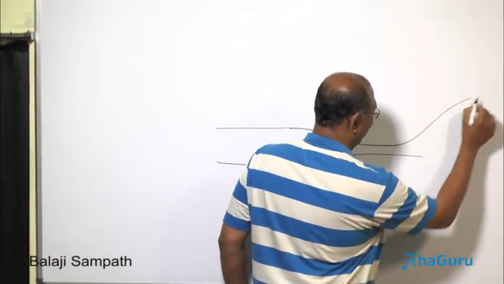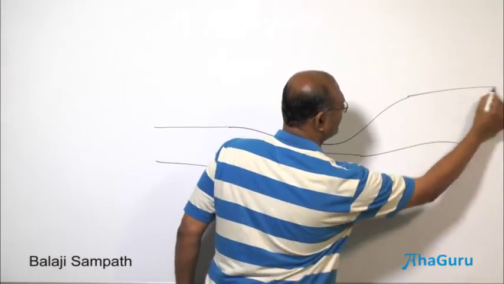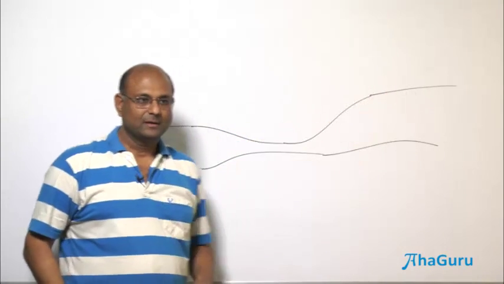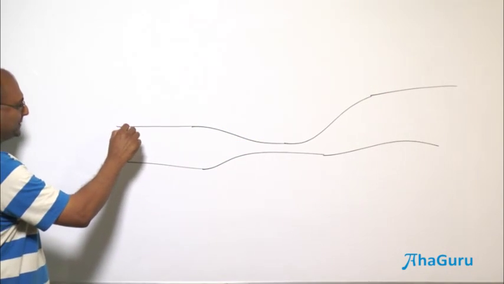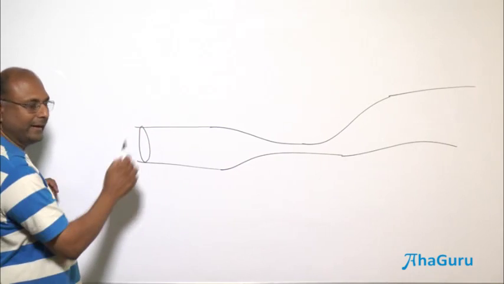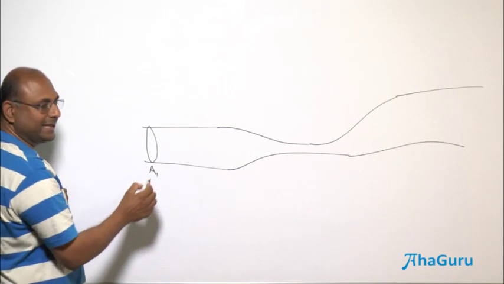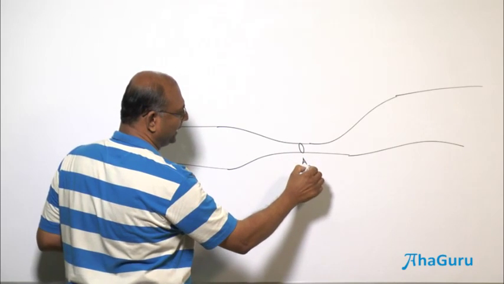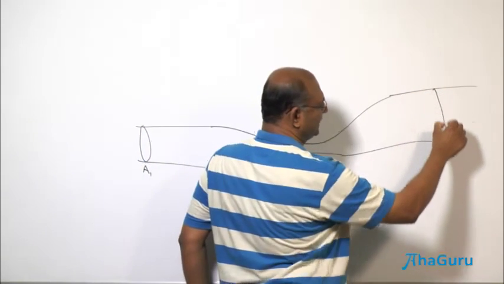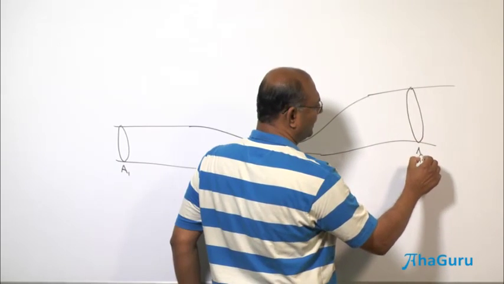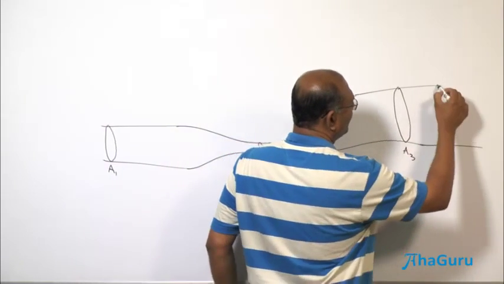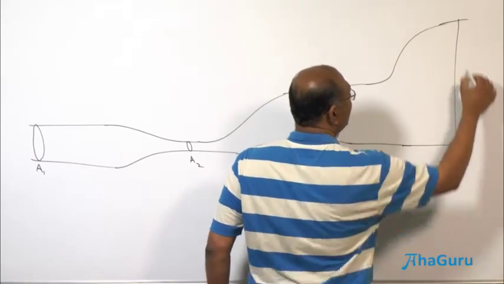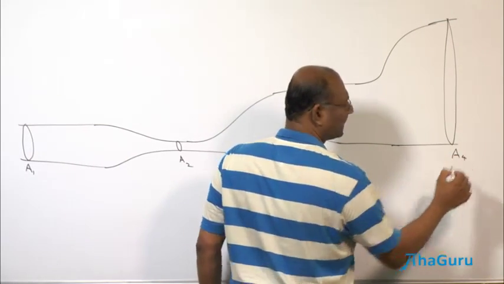So, suppose I had like a tube that went that way. Now, the area of cross section of this tube changes, right? So, let us say the area was A1 here, and the area of cross section is A2 here, and the area of cross section is A3 here, and suppose I say that this was A4.